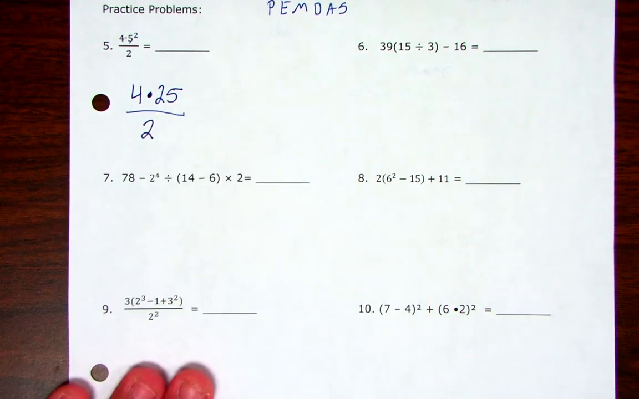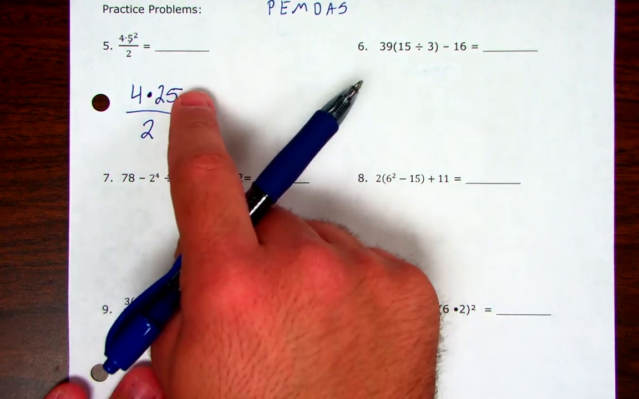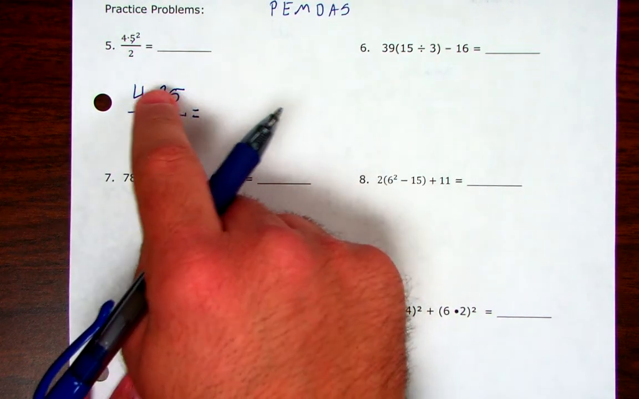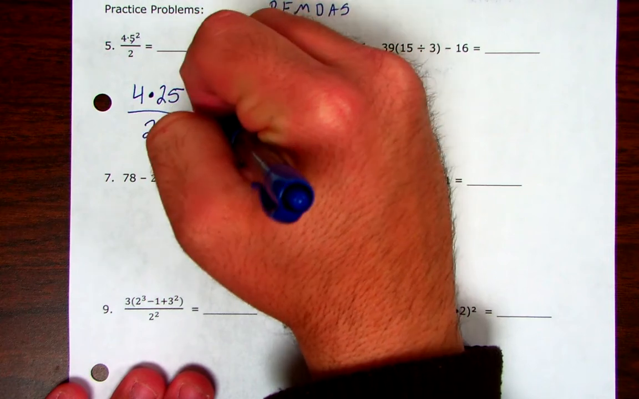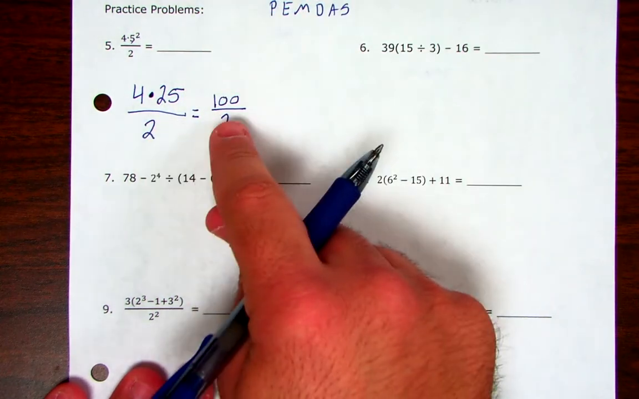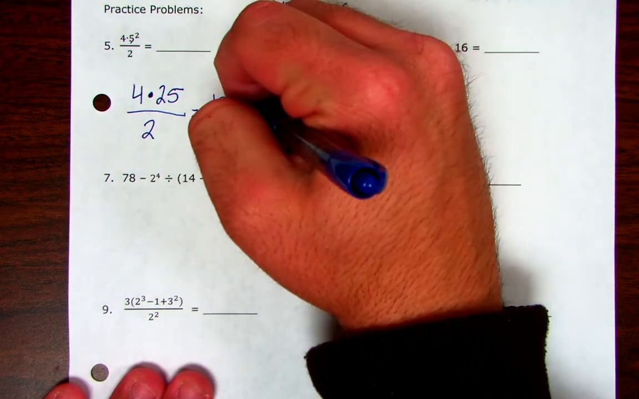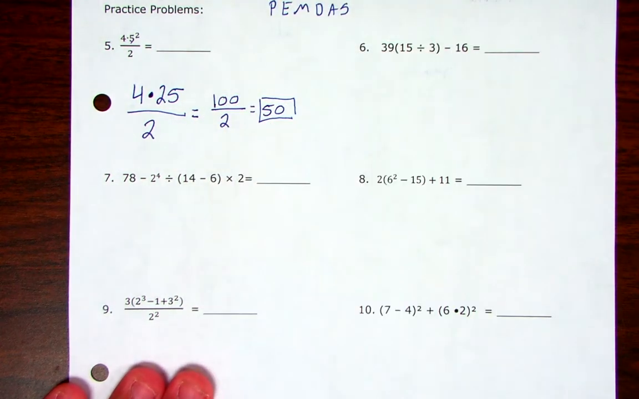Now, multiply or divide, whichever comes first. But remember, since it is in fraction form, you must do the numerator first. So what is 25 times 4? Well, that's 100. I didn't touch the divide by 2, so bring it down. Well, what is 100 divided by 2? Well, that's just 50. There's your answer. Nice and easy there.